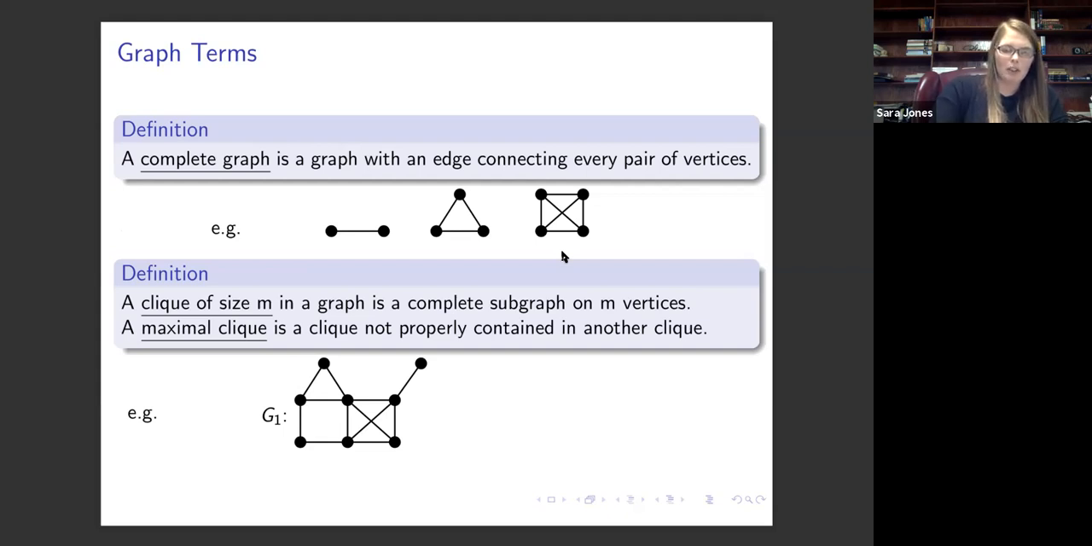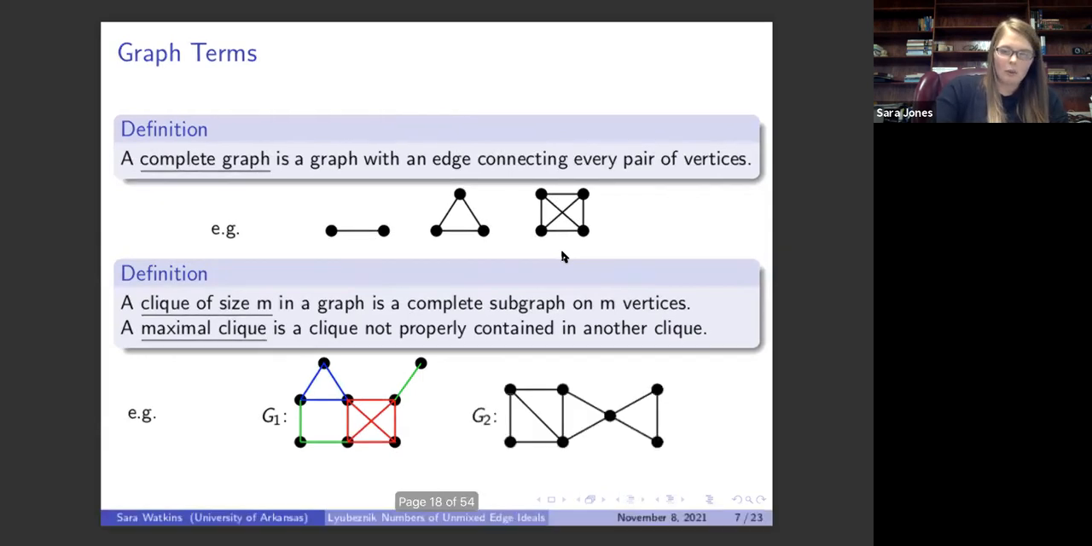And then the maximal cliques are given by first this triangle. It's a maximal clique of size 3. This square in the bottom is a maximal clique of size 4. And then these 3 edges. Those are all the cliques that are not properly contained in another clique. So those are our maximal cliques.